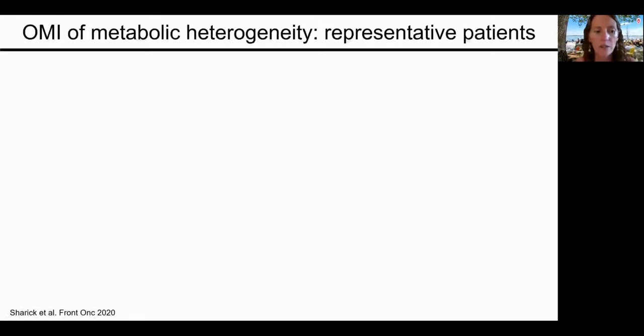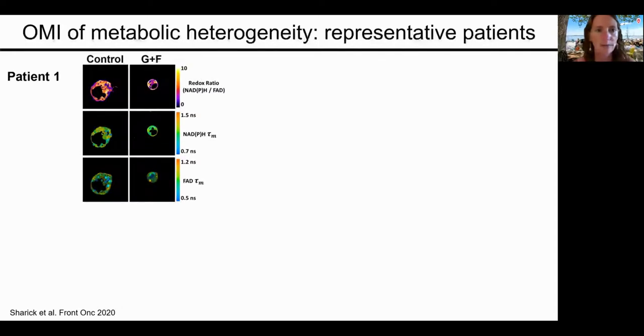So I'm going to talk first about some pancreatic cancer studies we've done, and then a little bit about some breast cancer studies we've done, but we have ongoing studies in multiple cancer types. So for example, we have here a pancreatic cancer patient, and the control is just given vehicle, and the G+F is gemcitabine and FOLFIRINOX. So that's a common treatment for pancreatic cancer.